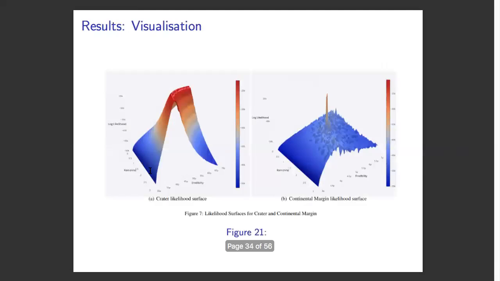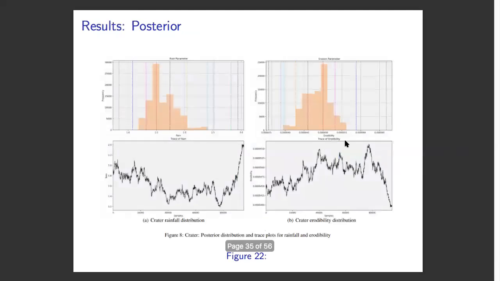And this is just a visualization of the likelihood. This was for the continental margin problem, and this is for the crater problem that you saw, the relationship between the rainfall and erodibility. What these plots say is that there is a combination of rainfall and erodibility that gives you the high likelihood. Sometimes you have less rainfall and more erodibility, which is equivalent to more rainfall and less erodibility. That's why we see this peak there and a number of peaks.